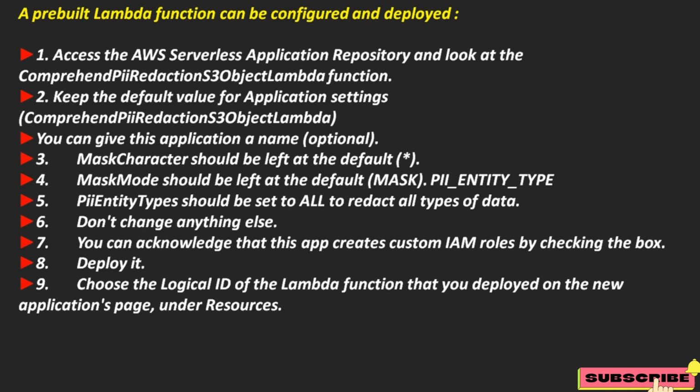So what is the first step? Access the AWS Serverless Application Repository and look for the comprehend PII redaction S3 Object Lambda function. Second, keep the default values for application settings for this level. You can give this application a name, which might be useful if you plan on configuring multiple Lambda functions for different datasets. And the mask character should be left at the default.